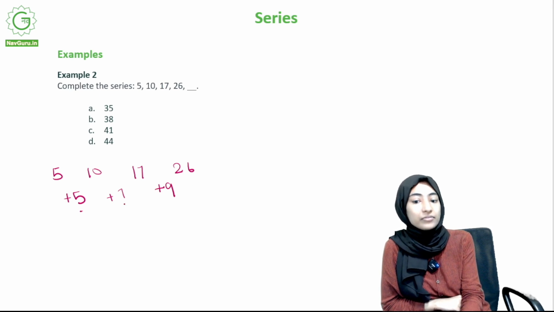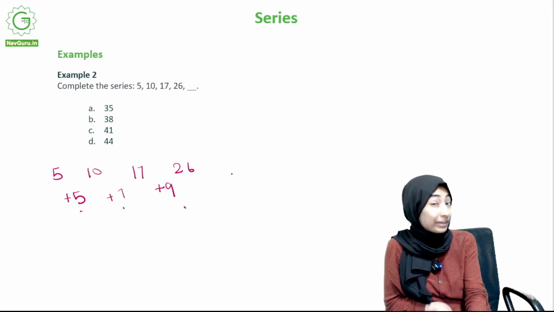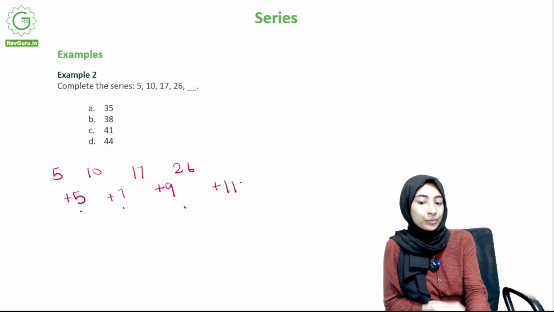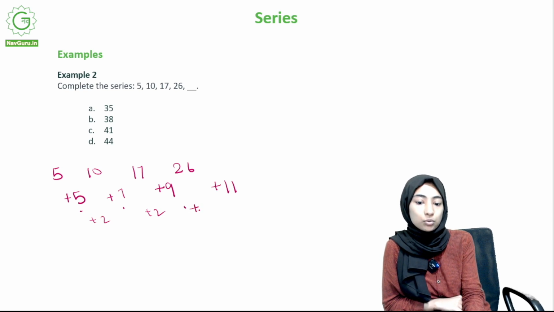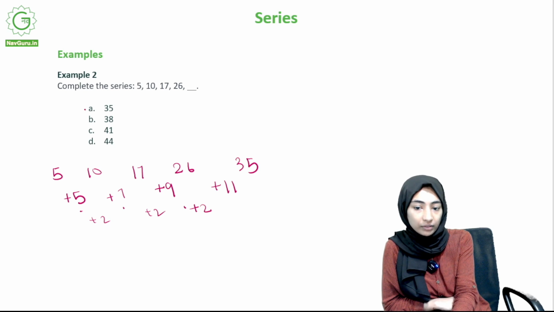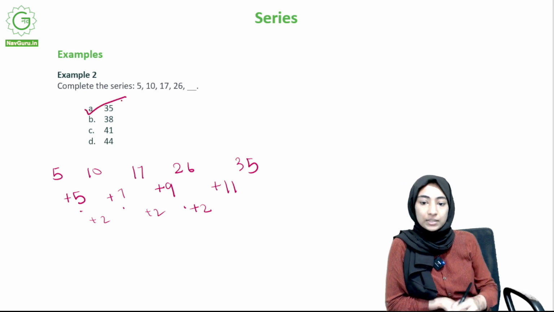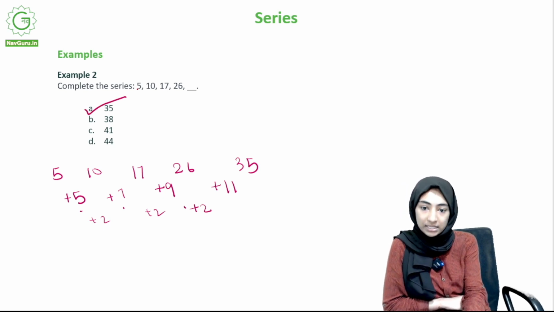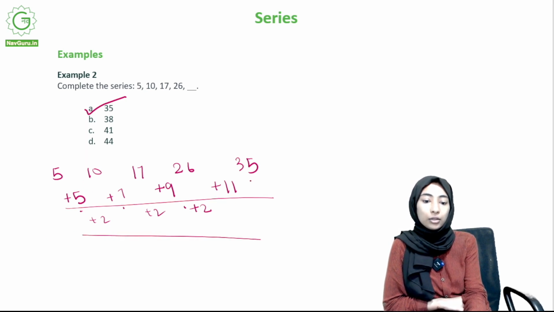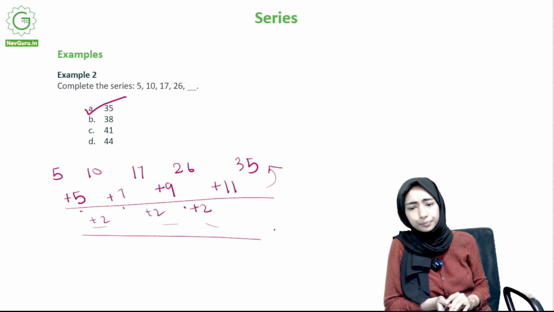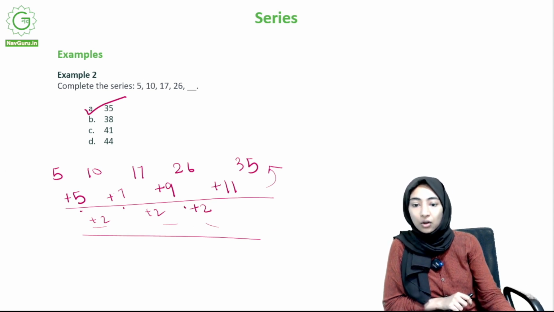So then 5, 7, 9. What do you guess the next number will be? 11, right? Basically plus 2 each time. So here it's a plus 2, here is a plus 2, and then here plus 2 will be 11. 26 plus 11 will be 35. Do you have 35 in the options? Yes, we have gotten it, right? So it's as simple as that. You just look at the question that you have in hand, you try to find the pattern, and then using that you figure out this value. Okay, 5, 7, 9, 11, plus 2, plus 2, plus 2. Okay, that's it. Moving on.